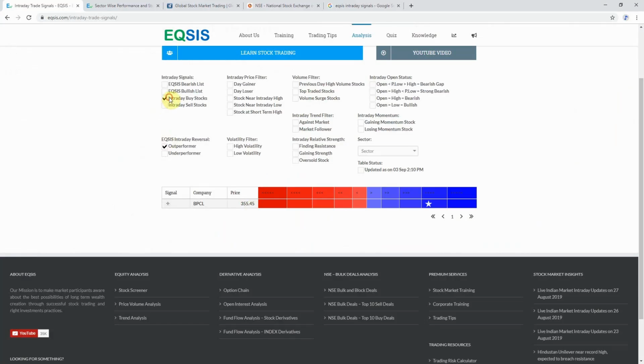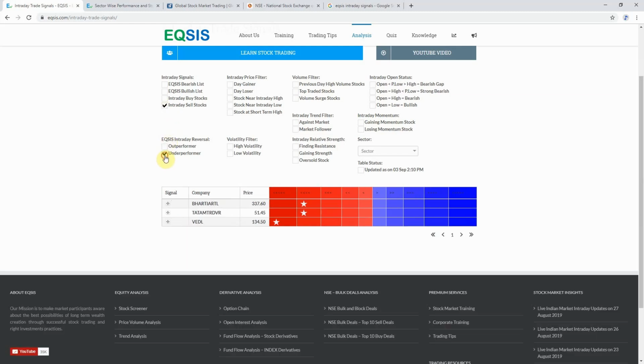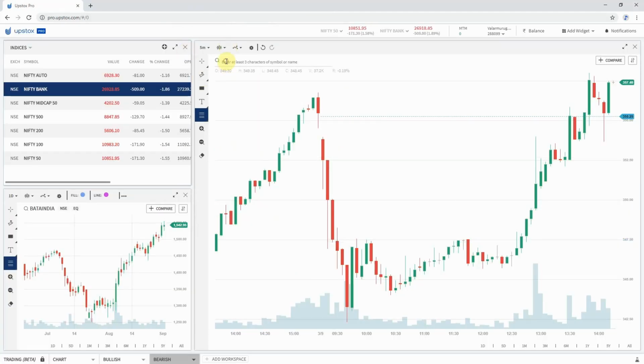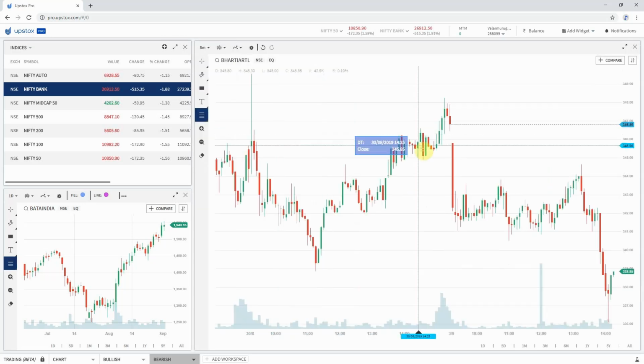Let me actually look at another company here. Anybody is into intraday sell with an underperformer? Yes, I think Vedanta, Bharti Airtel is actually going in line with overall market sentiment. So let me have a look at Bharti Airtel, because it makes a lot more sense when compared to BPCL, which is against the market. Okay, now let me go to Bharti Airtel.